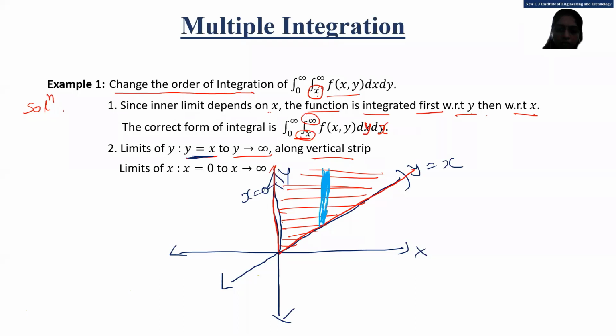How? See, the lower limit is what? Y equals x, right? The upper limit is what? Y tends to infinity. Good. Next, the leftmost point and the rightmost point. The leftmost point is x equals 0. The rightmost point, x tends to infinity. Now, got it? This is about the vertical strip. This is our given data.